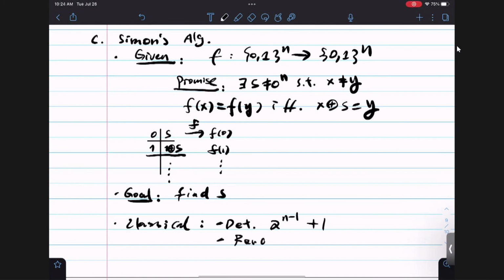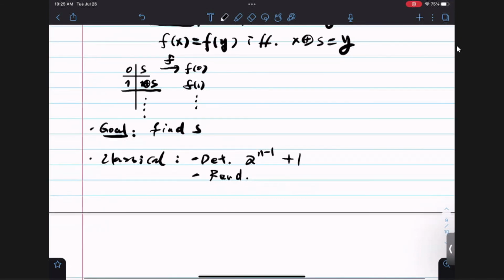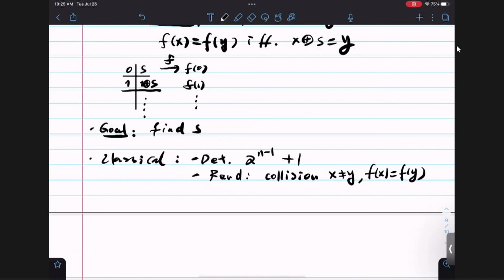And if you are willing to use randomized algorithms, we can do better. Because essentially, what will be sufficient for us to figure out S? We just need to see a collision, which is a pair of inputs that have the same function value. And if this happens, we know X XOR Y is going to be the secret. So we just need to find the collision.